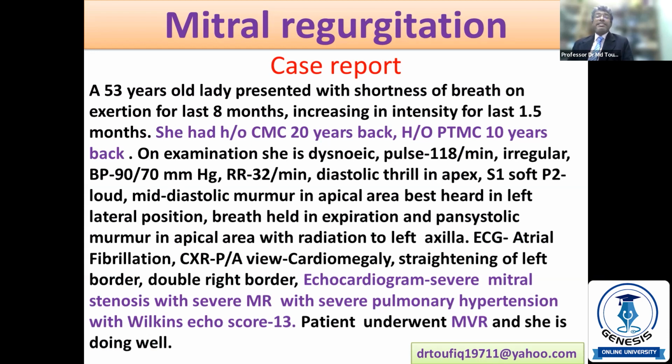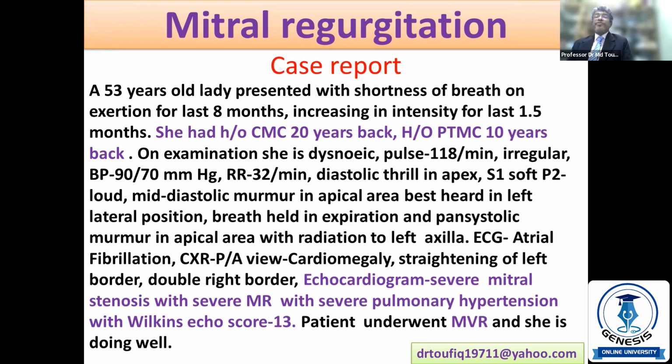On examination, this patient is dyspneic, pulse 118 beats per minute and irregular, so the patient is in atrial fibrillation. Blood pressure is a little low, 90 over 70 mmHg, and respiratory rate is 32 per minute. There is a diastolic thrill at the apex, and the first sound is soft, so the patient may have not only mitral stenosis but also mitral regurgitation. There is a mid-diastolic murmur in the apical area, best heard in the left lateral position with breath holding in expiration, and a pansystolic murmur in the apical area with radiation to the axilla. This is the typical murmur found in mitral regurgitation: a pansystolic murmur in the mitral area that usually radiates to the axilla.